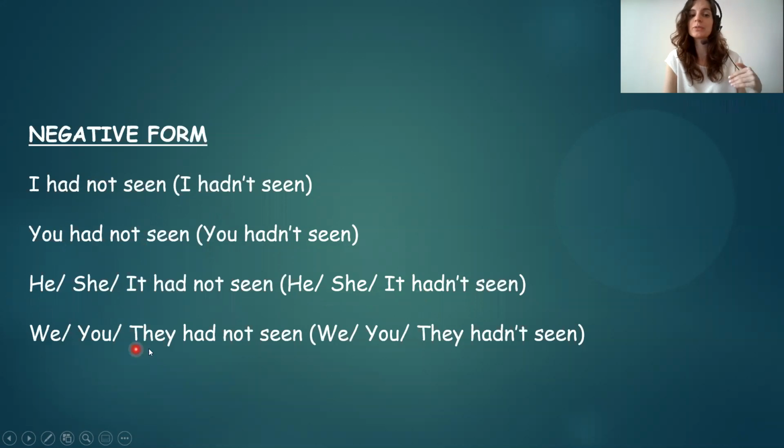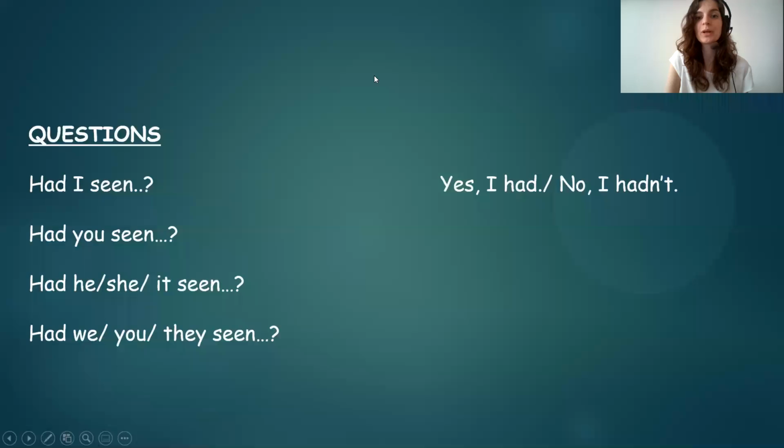In case of we, you, they, it's the same. So we, you, they had not seen, or we hadn't, you hadn't, they hadn't seen, right? Awesome, guys. And then in case of questions, what happens is that we just change the position of the person.